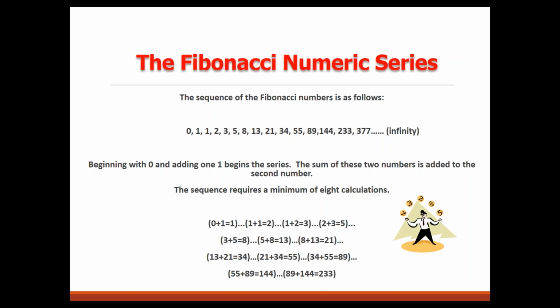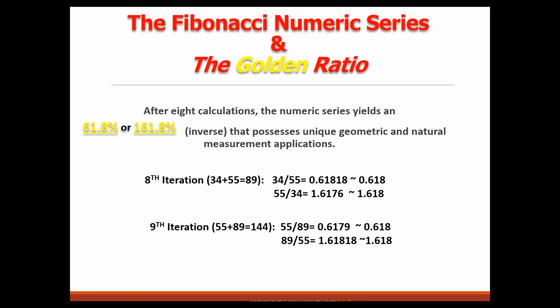So we get the following numbers: 0, 1, 1, 2. 1 and 2 is 3, 2 and 3 is 5, 3 and 5 is 8, 8 and 13 is 21, 13 and 21 is 34, and so on. But here's what we get. Here's the unique natural phenomenon regarding this growth sequence. After 8 calculations, the numeric series yields a 0.618, 61.8%, or a 161.8% proportion.